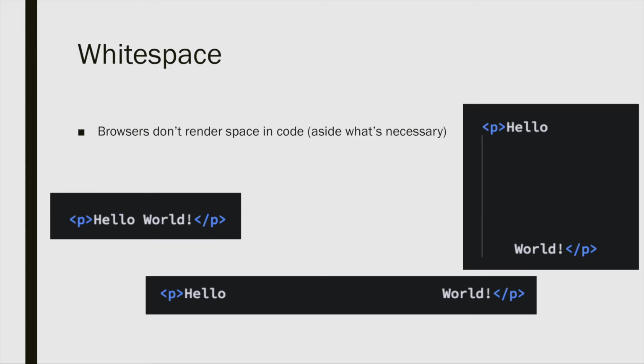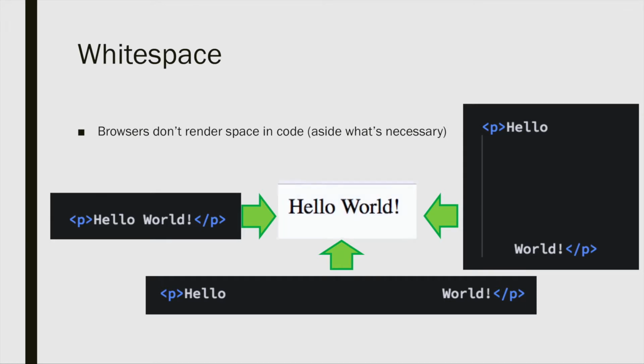So all three of these examples, the hello world with a single space, the hello world at the bottom with a lot of spaces, and the hello world on the far right with the multiple new lines, they all generate the exact same thing in the browser, because the browser does not process all that extra space.